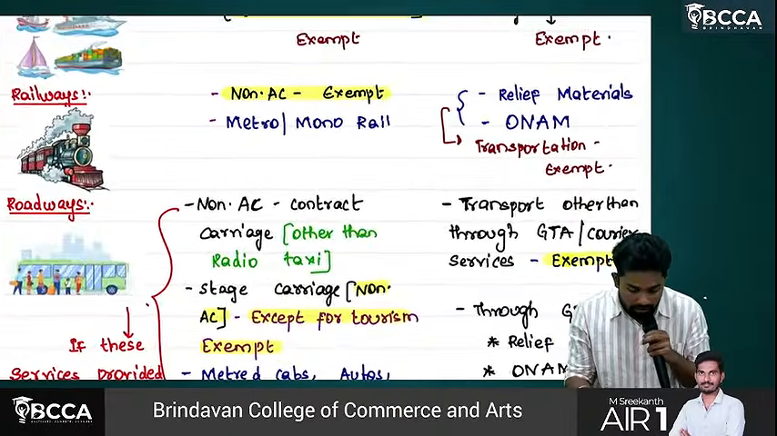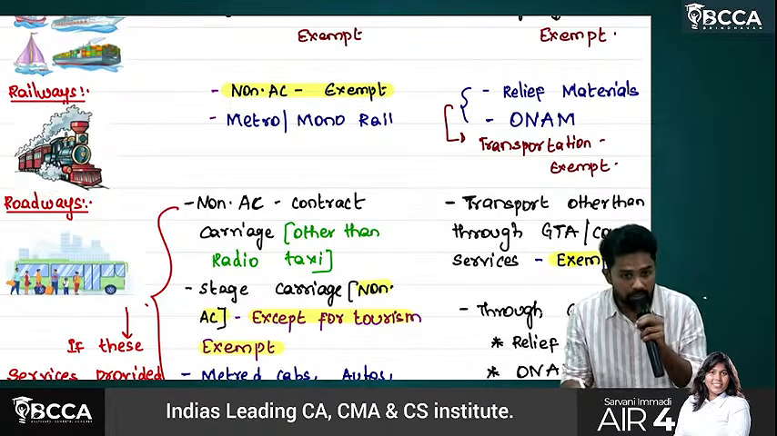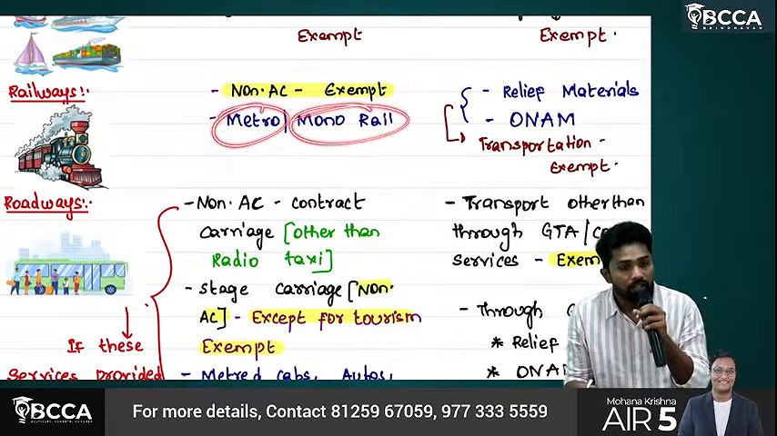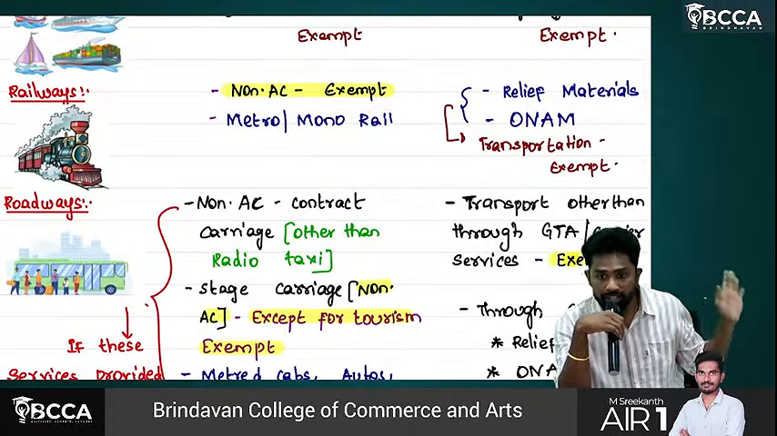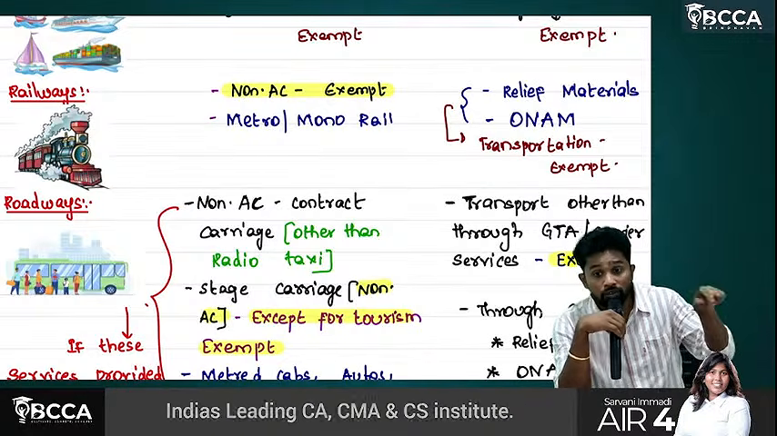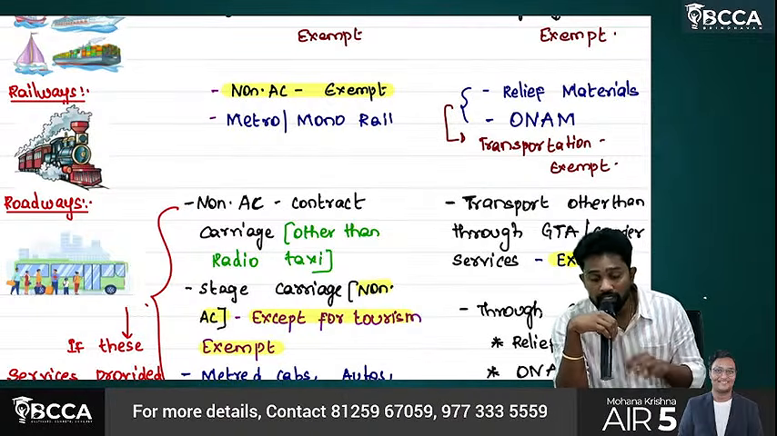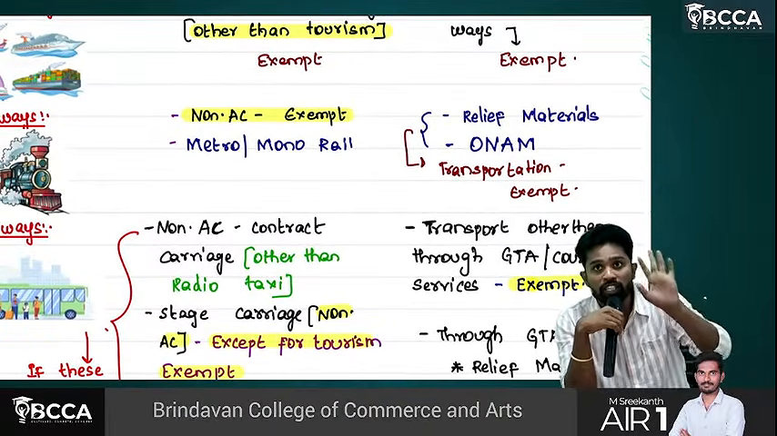Okay, then railways. In railways, non-AC class exempted. Metro and monorail exempted. Sir, railways, what is exempted? Metro monorail exempted, and then non-AC class exempted, for transportation of passengers. For transportation of goods, taxable always. But a few exceptions are there.